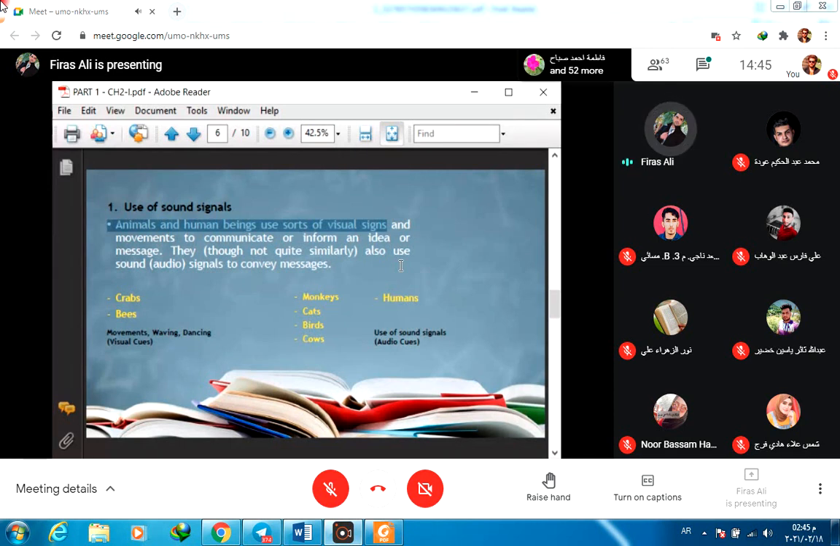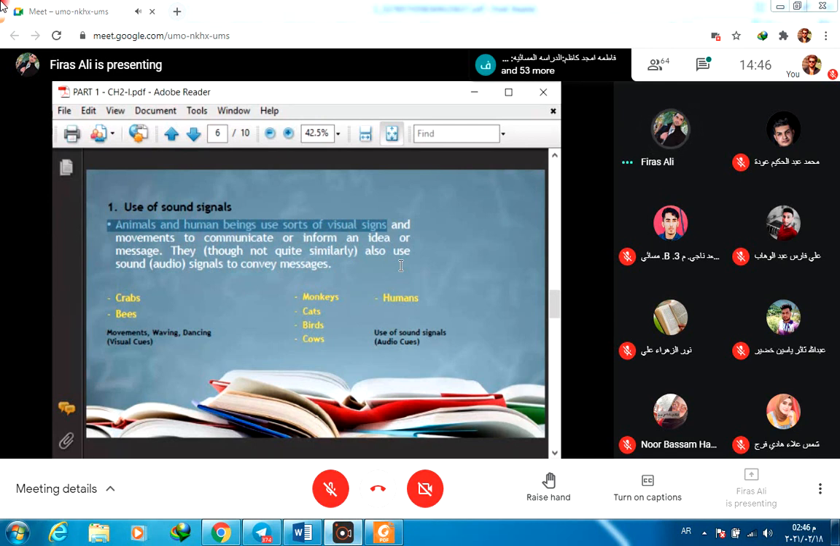Bees dance. Some animals wave. Some animals move to communicate with each other. And many animals produce sounds. They communicate by using sounds. We people also use sounds, even if we don't use them similarly, but we also use sounds. We use our organs of speech to communicate with each other, to make speech sounds. So this feature is shared between humans and animals.